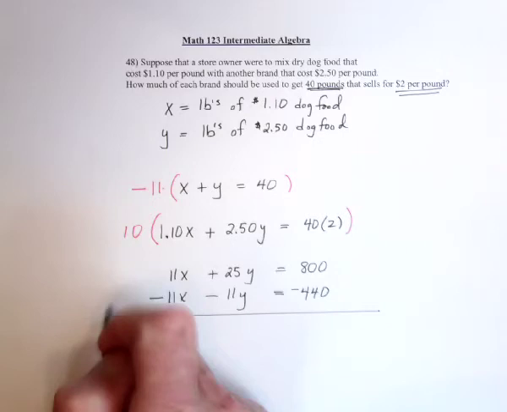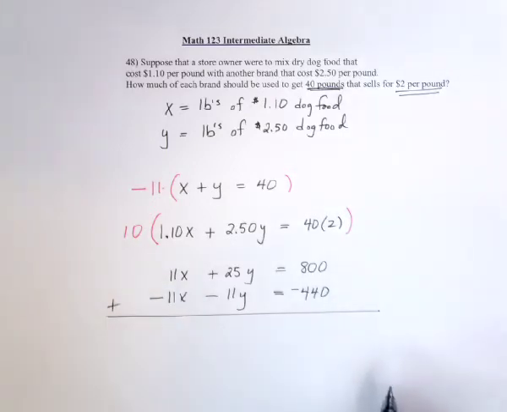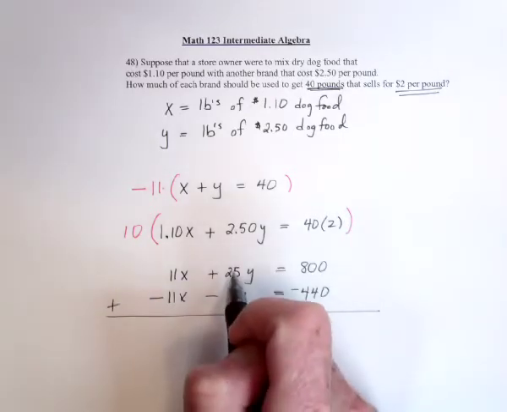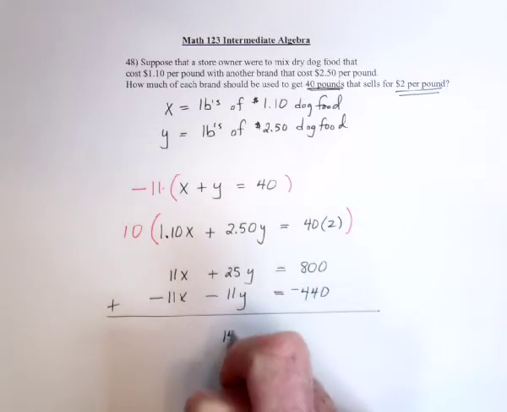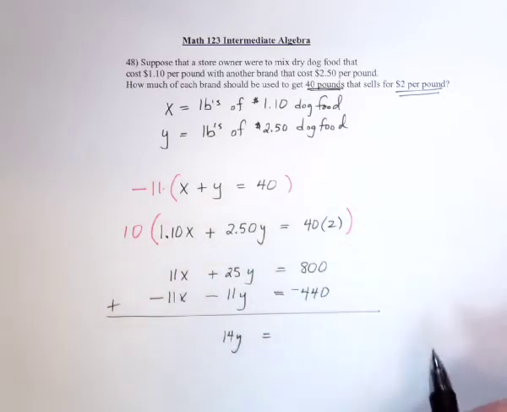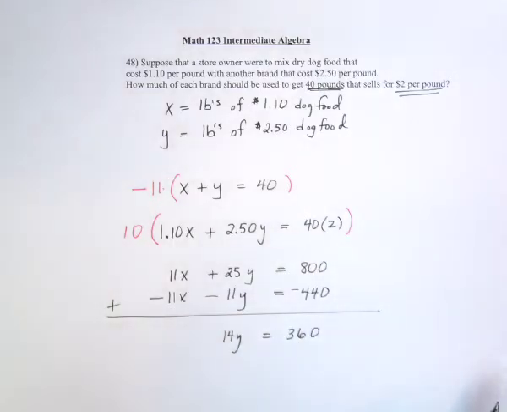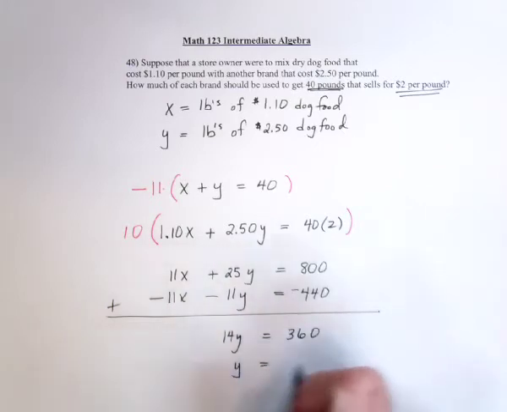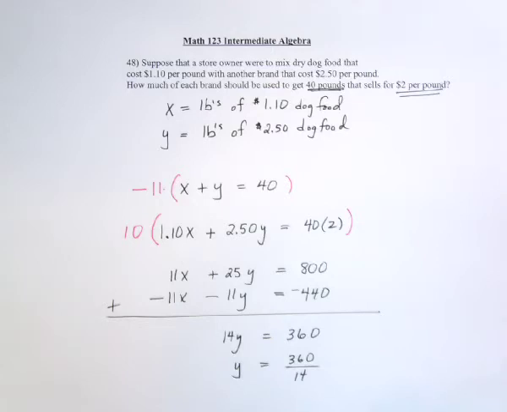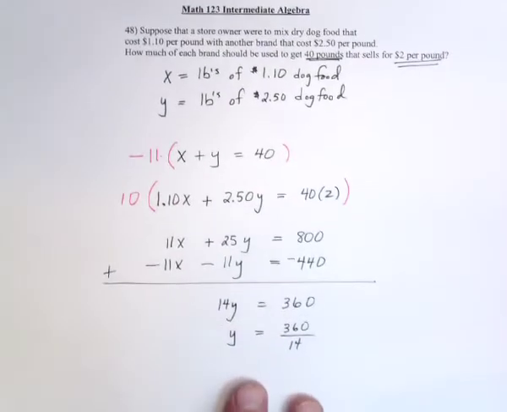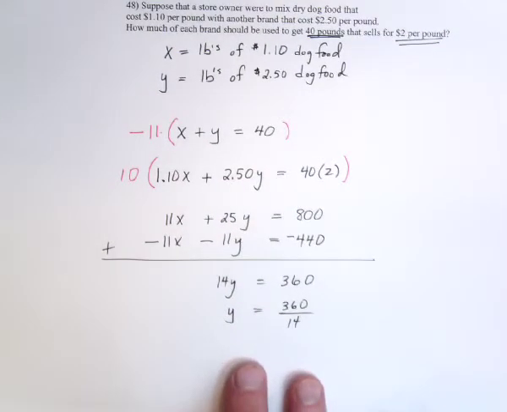All right, now add the equations, or in other words, combine like terms. That's going to be 14y is equal to 360. And then divide 360 divided by 14. So with word problems, you should usually give the decimal answer.